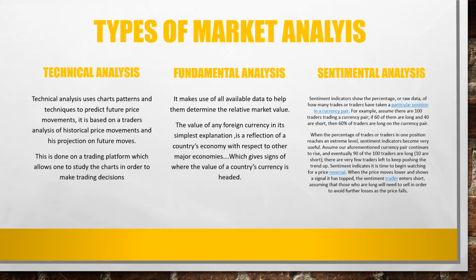Then we've got the sentimental analysis. Sentimental indicators show the percentage or raw data of how many traders have taken a particular position in a currency pair. For example, let's assume there are 100 traders trading a currency pair. If 60 of them are long and 40 of them are short, then 60% of the traders are buying on a certain currency pair and 40% are selling.